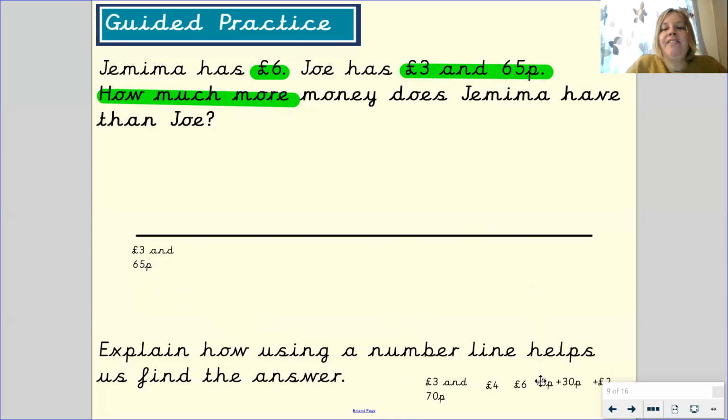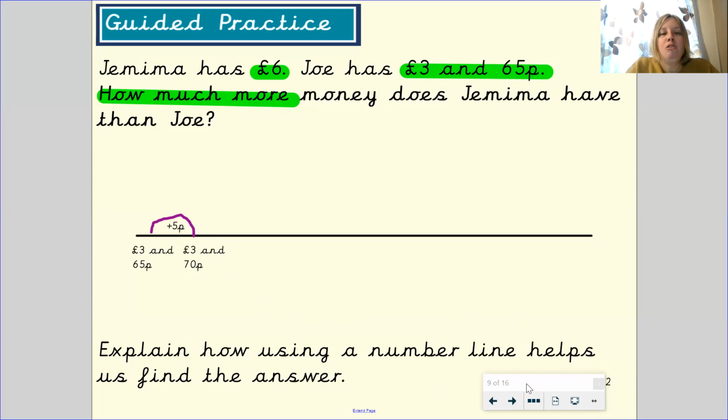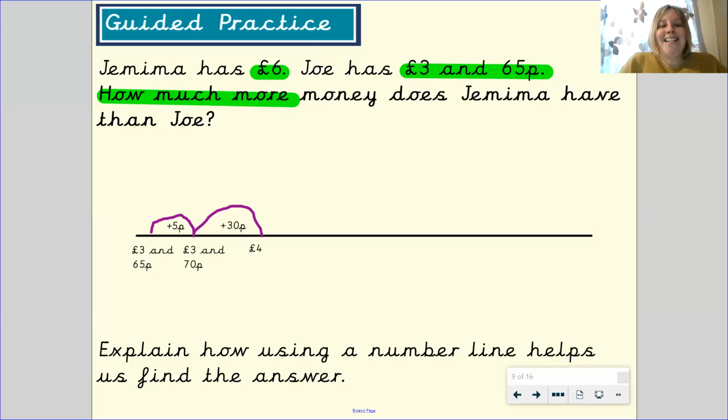And I'm going to add 5p to this. Pause your video and have a go at adding 5p to £3 and 65p. If you add 5p to £3 and 65p, you have £3 and 70p. Now I'm going to think about how much money I would need to make £4. Pause your video and think about how much money you would need to add to make £4. I would add 30p to make £4.